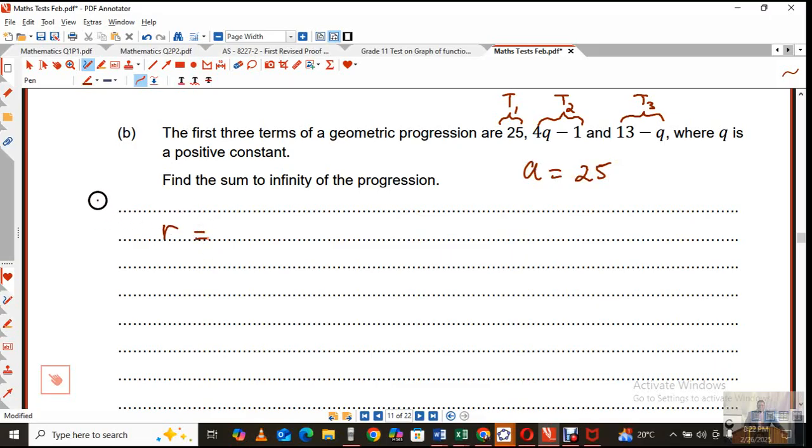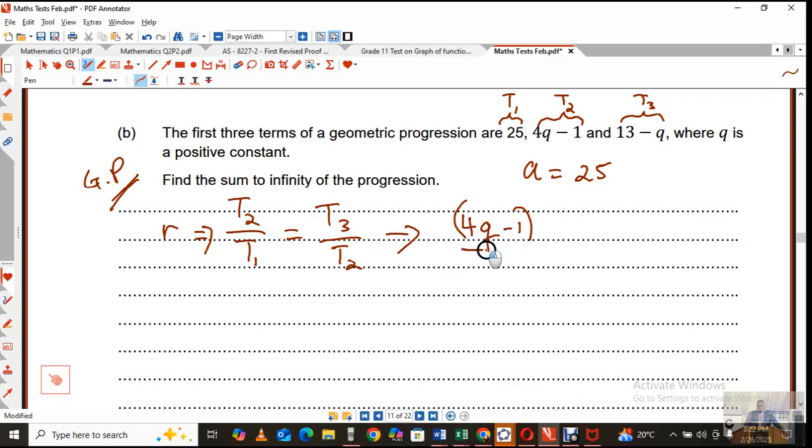A GP has got what we refer to as a common ratio. Common ratio is calculated by taking, for example, the second term divided by the first term. Should give you exactly the same answer as you take the third term divided by the one preceding it. So this is going to be the second term, which is 4q minus 1. I'm going to put that in brackets, okay? All over the first term, which is 25 over here, should equal to the third term, which is 13 minus q, put that in bracket, all over the second term, which is 4q minus 1.